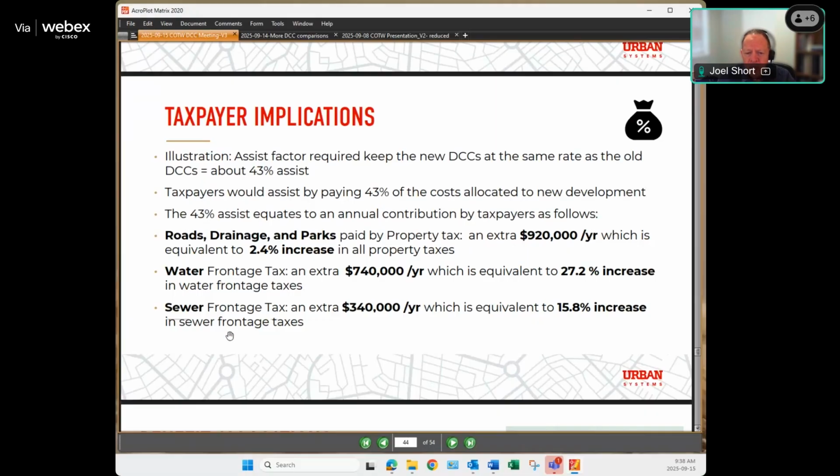And with sewer, you've got an extra $340,000 a year, which you need to generate to keep those DCCs low, which is equivalent to a 15.8% increase in sewer frontage taxes. So those are the impacts that the existing residents, your existing taxpayers, would have to pay in order to subsidize or reduce the DCCs that developers doing new subdivisions or building new buildings are undertaking.